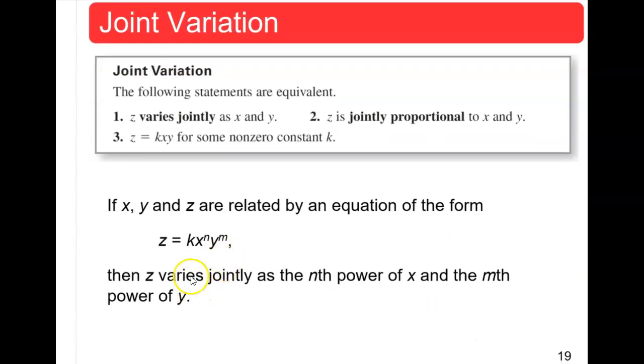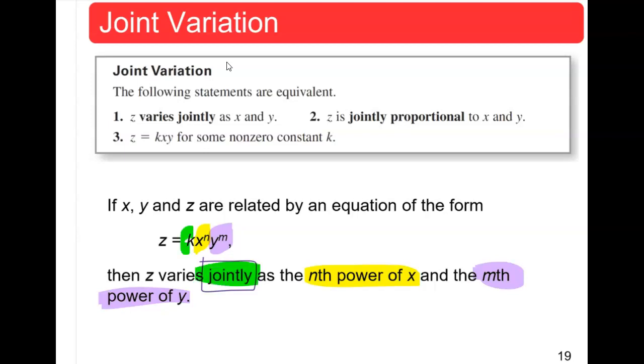Okay, the next type of variation that we will cover is joint variation. If you look at the equation that we see here, z varies jointly as the nth power of x and the mth power of y. So right here, the nth power of x is represented here, and the mth power of y is here. Instead of mentioning direct variation twice, they are using the word jointly.